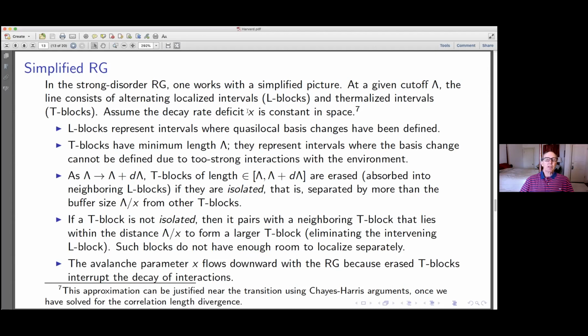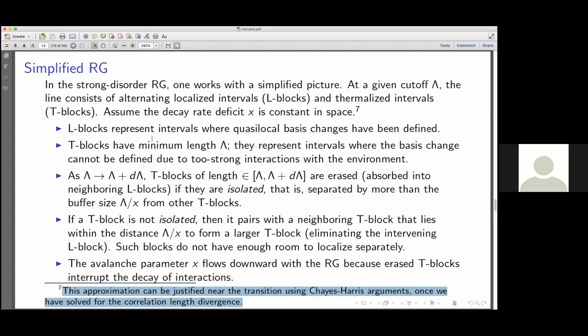Now we're going to assume this X is constant in space. That's an approximation, but we can return to that later, and it can be justified once we understand the correlation length divergence using Chase-Harris arguments. All right, so John, let's get back to that gamma again. In the Kosterlitz-Thouless picture, that would be like the usual 8 pi, right? Exactly, yeah. So then X would be the difference between the temperature and 8 pi. Yeah.